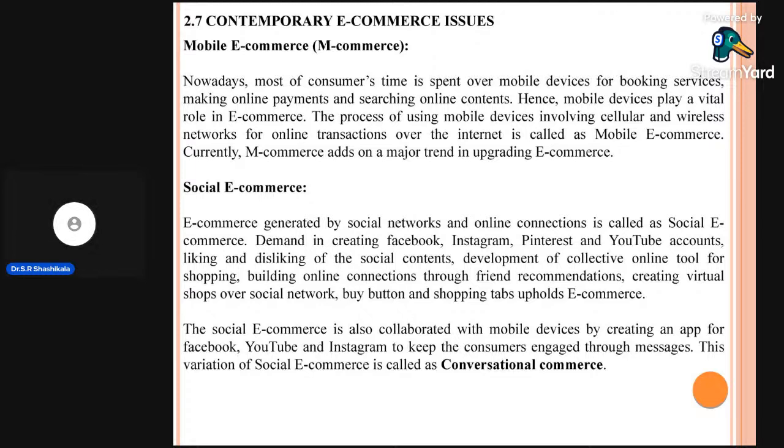So with this, we come to the conclusion of your second unit under the first block, that is managing of e-commerce in India. Now let us understand. We will be summing up, or having a revision of, these contents here.